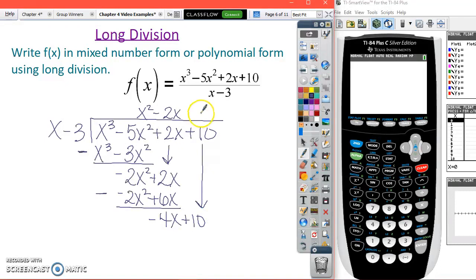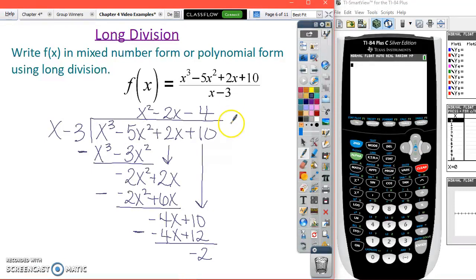Last step, we're going to again ask ourselves what will multiply by x to give us negative 4x, and that is negative 4. Negative 4 times x gives us negative 4x. Negative 4 times negative 3 gives us a positive 12. Subtract. The x's are gone. However, we're going to be left with a remainder of negative 2.